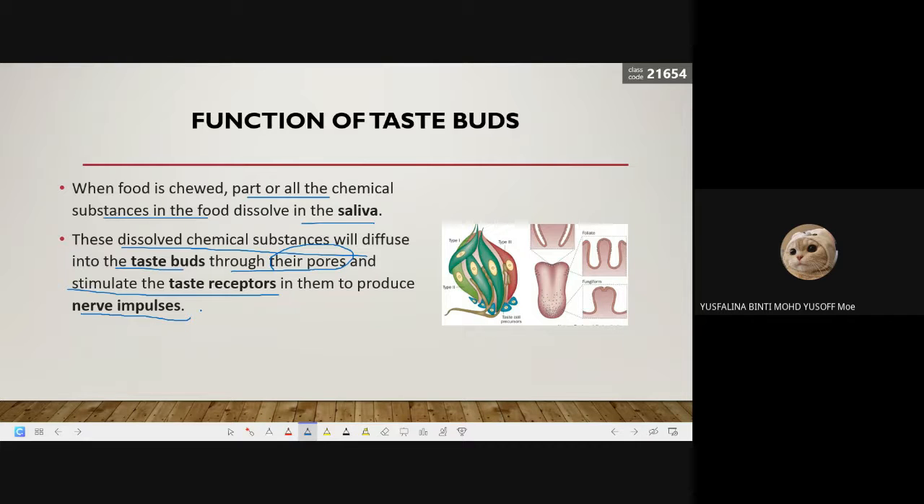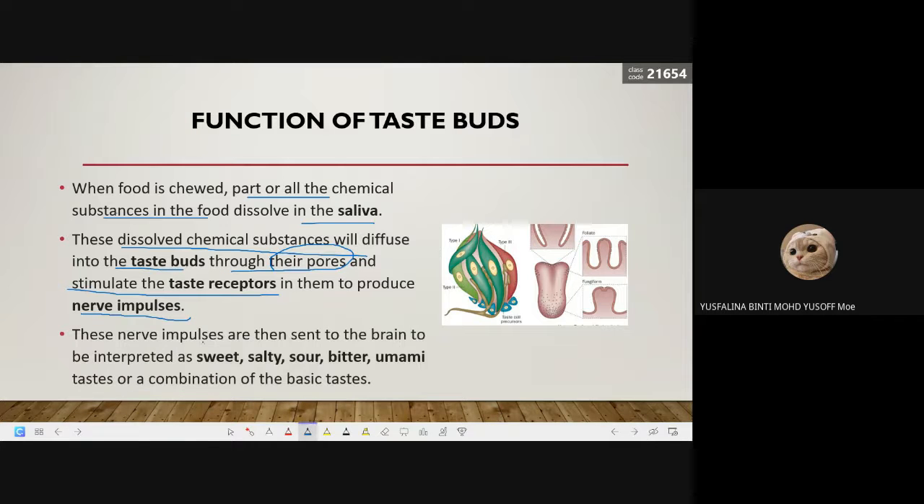You see the yellow one, the round one. So it will dissolve in that, through the pulse. And it will stimulate the taste receptor to produce the nerve impulse. So these nerve impulses are then sent to the brain to be interpreted as sweet, salty, sour, bitter, and umami, or a combination of the basic tastes.